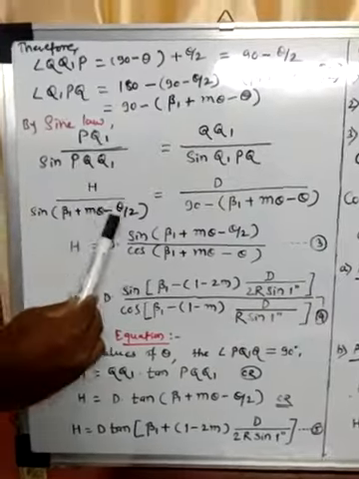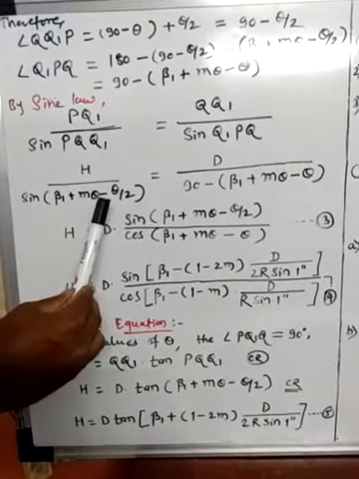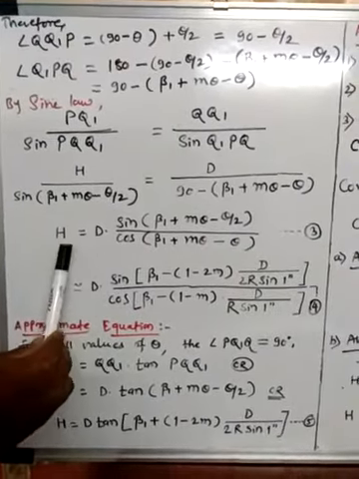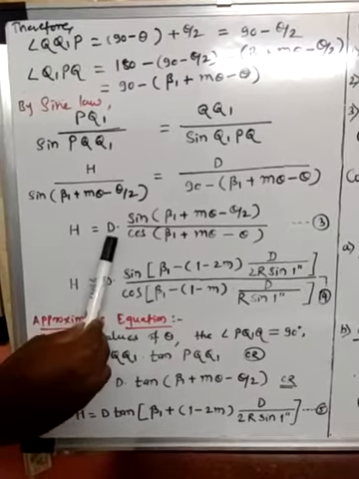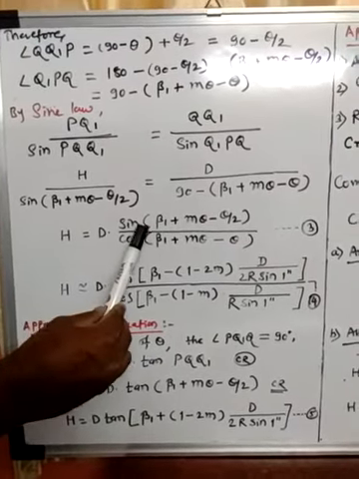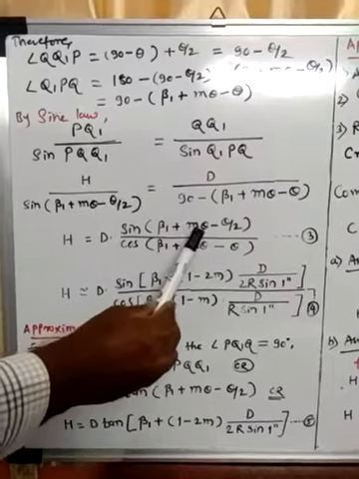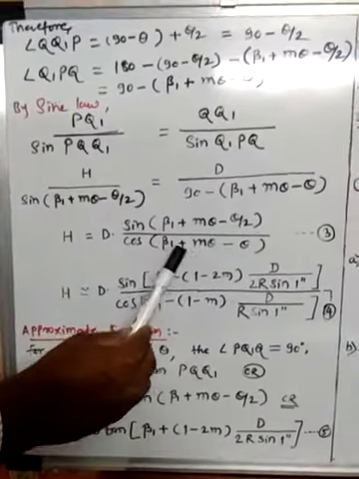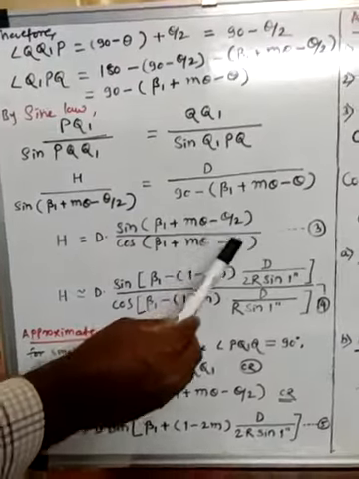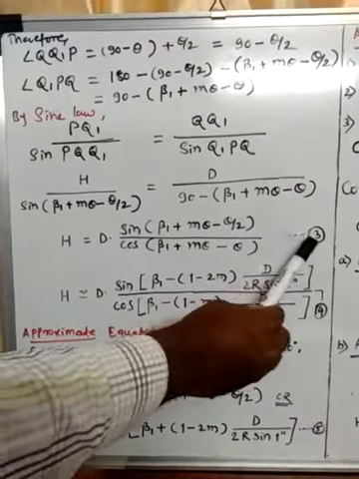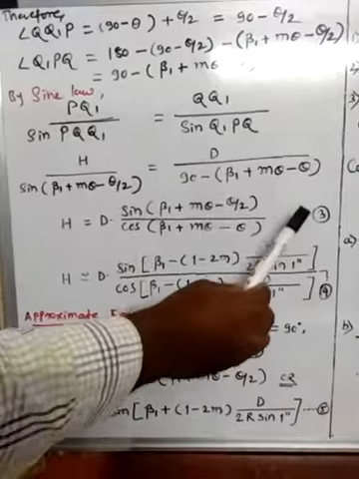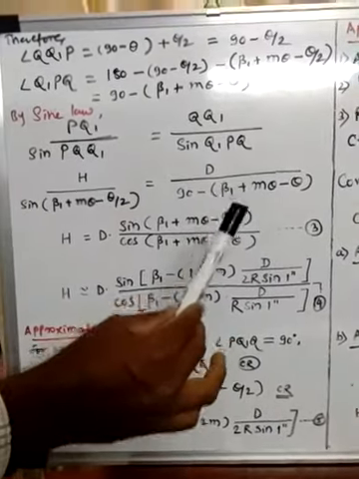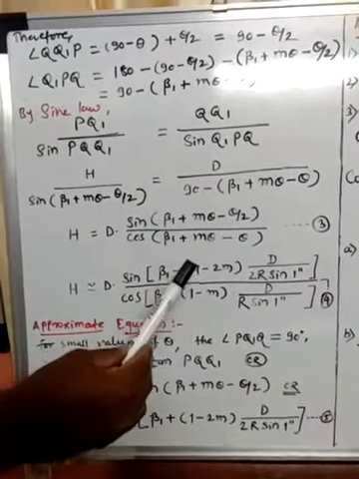Okay, putting in the values of all these angles, you will get this equation: H equals D into sine of (beta 1 plus m theta minus half of theta), divided by cos of (beta 1 plus m theta minus theta). That is the third equation. So this third equation is the exact equation for the angle of depression.